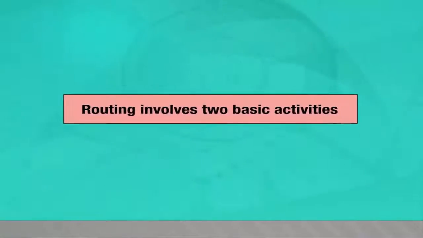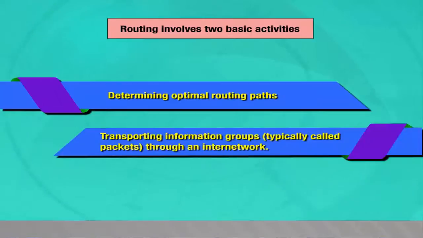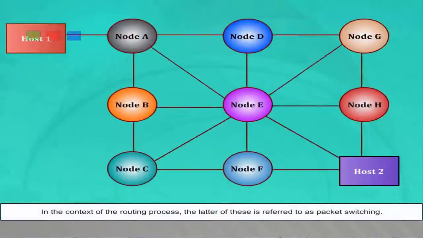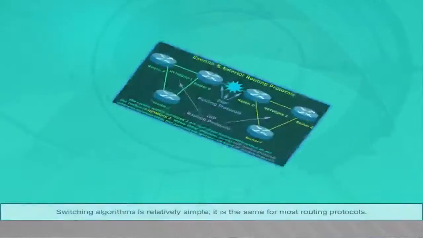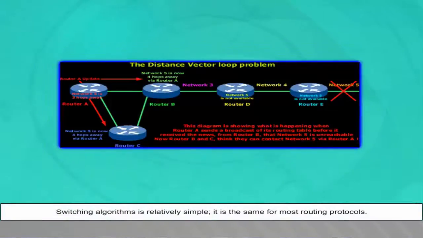Routing involves two basic activities: determining optimal routing paths, and transporting information groups, typically called packets, through an internetwork. In the context of the routing process, the latter of these is referred to as packet switching. Although packet switching is relatively straightforward, path determination can be very complex. Switching algorithm is relatively simple. It is the same for most routing protocols.